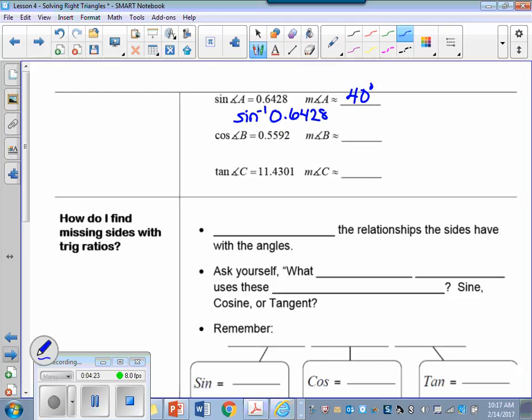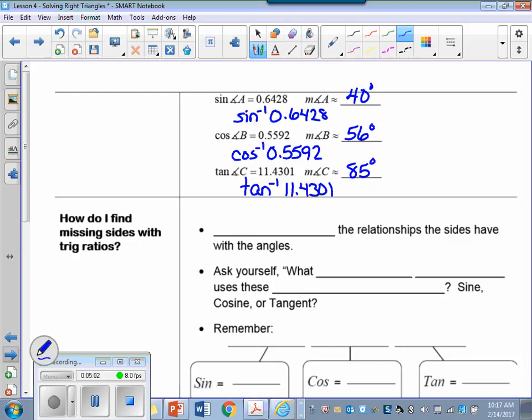Okay, to find the measure of angle B, we're going to use inverse cosine. So again, second cosine, 0.5592, and this is approximately 56 degrees. To find the measure of angle C, we will use inverse tangent. So second tangent, and this one is approximately 85 degrees.